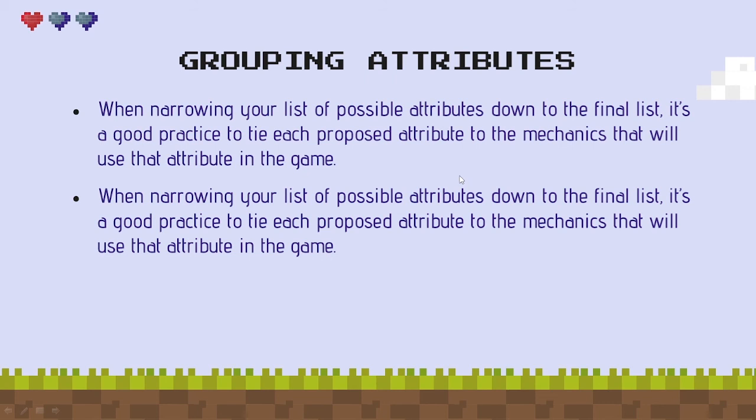So, grouping attributes. When narrowing your list of possible attributes down to the final list, it's a good practice to tie each proposed attribute to the mechanics that will use the attribute in the game. Parang umulit lang, no? So, you tie it down doon sa mechanics mo. Parang napakasimple lang naman yan. You group it according to use. I-group mo yung mga attributes mo according to use. So, kung halimbawa yung mga attributes na yan for items lang, attach mo yan, sama-sama sa mga items yan.